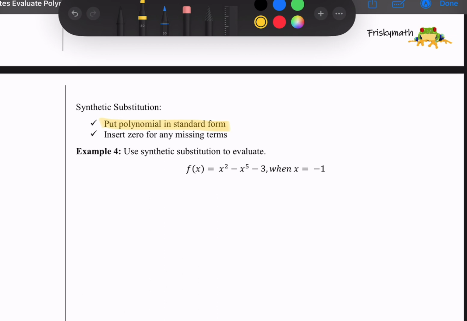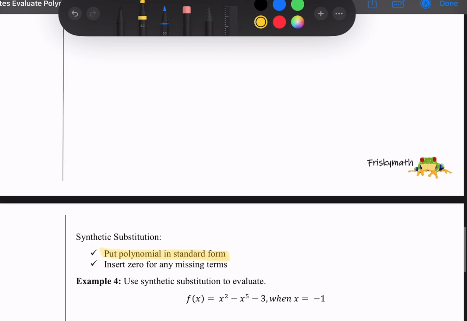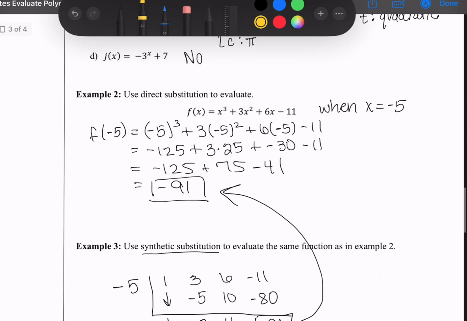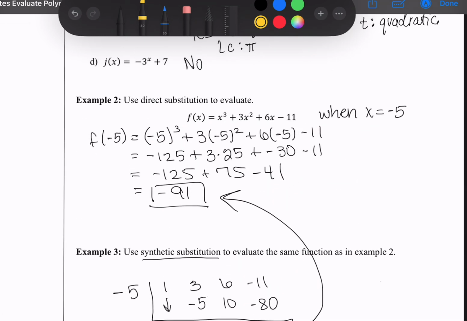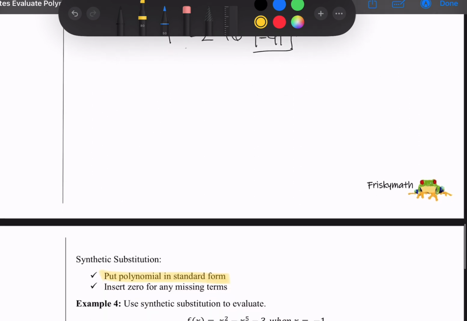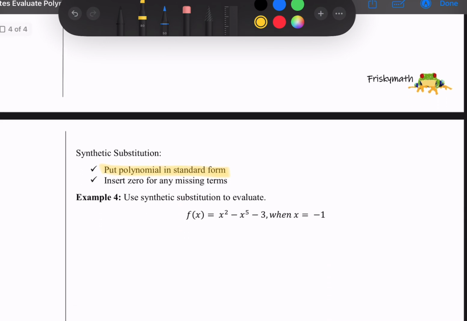Also, if you're missing any terms, so the polynomial that we just worked with wasn't missing any terms. It went from x cubed to x squared, to a first power, to a constant, or x to the 0. Well, if it was missing terms, like for example this next one, I'll highlight that. So here's our next polynomial function, and once I put it into standard form, you will see that we are missing some terms, and we are going to insert some zeros for those missing terms.